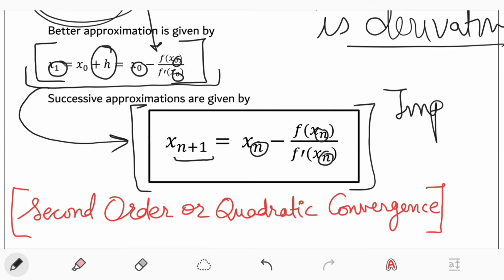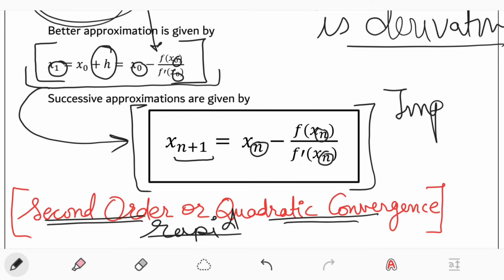As we consider the Newton-Raphson method, it is a second order convergence method. The time taken, or the number of iterations we require to reach the exact value of the solution, is relatively less. It is a rapid convergence just because it is a second order or quadratic convergence; it converges to the exact root very rapidly.